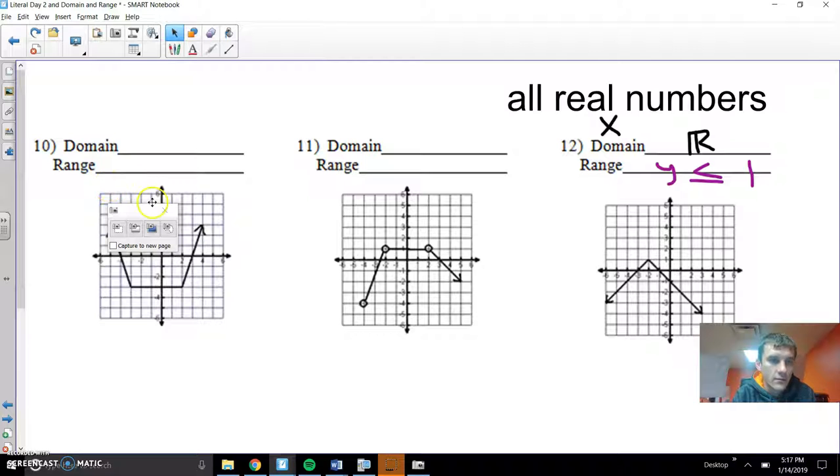Sorry, I picked the wrong option there. So forever left and right, domain is all real numbers. And range, it goes from 1 down forever. So I use less than 1.